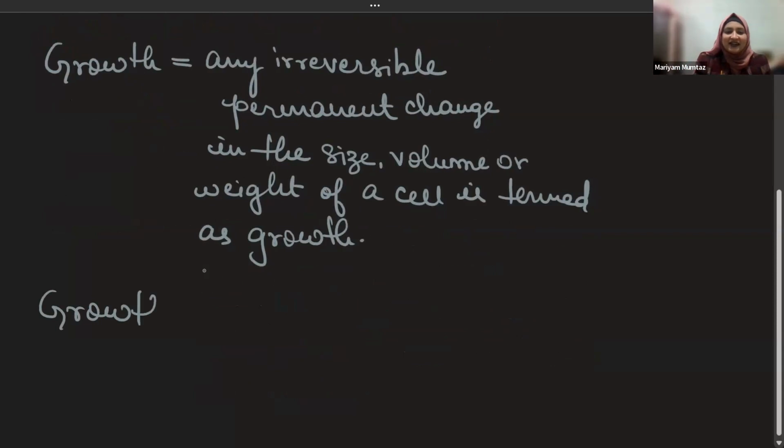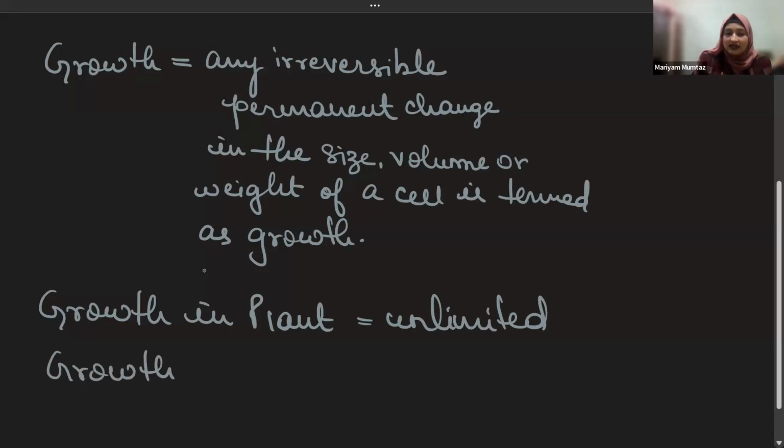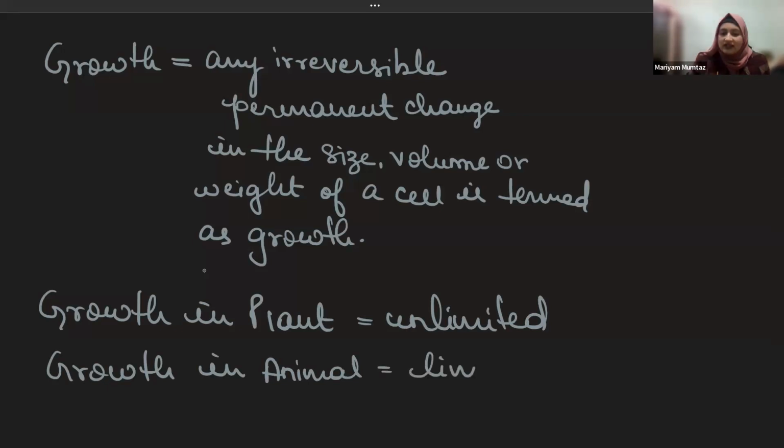So talking about growth in plants, plant growth is unlimited. Plants keep on growing throughout their life. Whereas the growth in animals is limited, meaning we will grow up till a point. The lion will grow up till a point. The lion will not grow as tall as a tree. Have you seen a lion as tall as a tree? Even the trees are taller than the giraffe. Even the giraffe cannot surpass the tree even after being so tall. So this is one very basic difference.